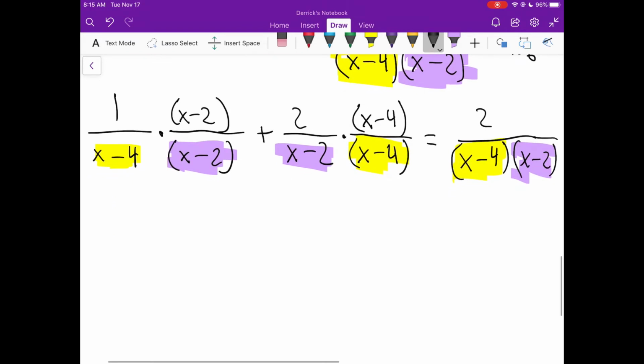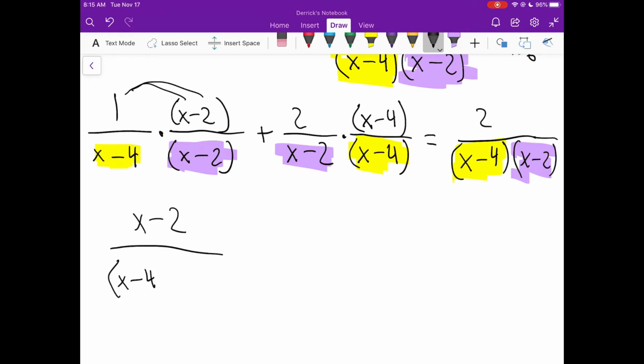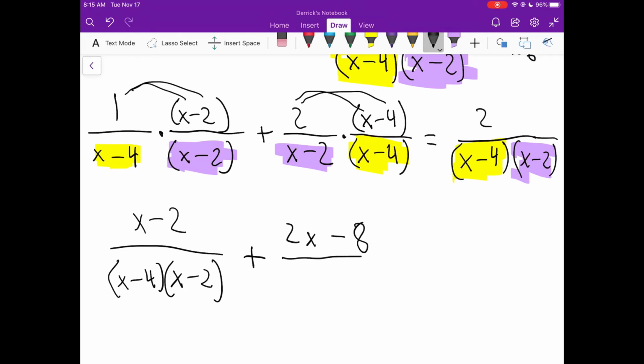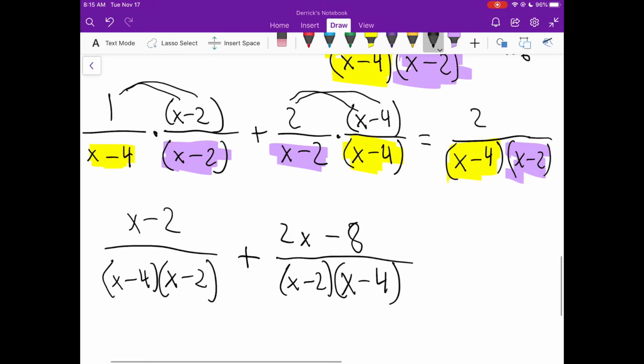So all we need to do is multiply the numerators. Well, 1 times x minus 2 is just x minus 2, because 1 is always pretty easy to multiply with. With our second fraction, we do need to distribute this 2. So 2 times x would be 2x. 2 times negative 4 would be negative 8. But again, that does give us now both of the factors x minus 2 and x minus 4.